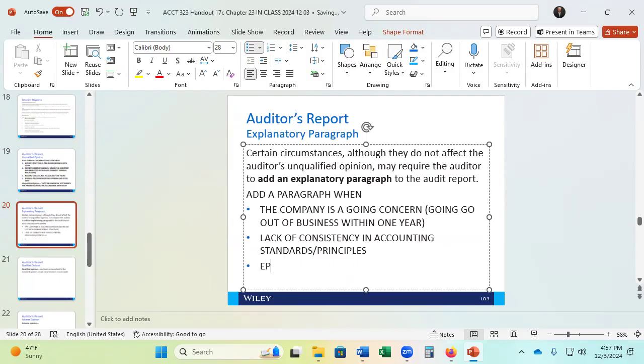And then if they want to emphasize a matter, which I don't have a good example for you. But maybe a big lawsuit or some government regulation would be something that falls in that category. These are not all the cases. These are just the big ones. And the explanatory paragraph usually goes with an unqualified opinion. It's just something that you want to bring additional information to.